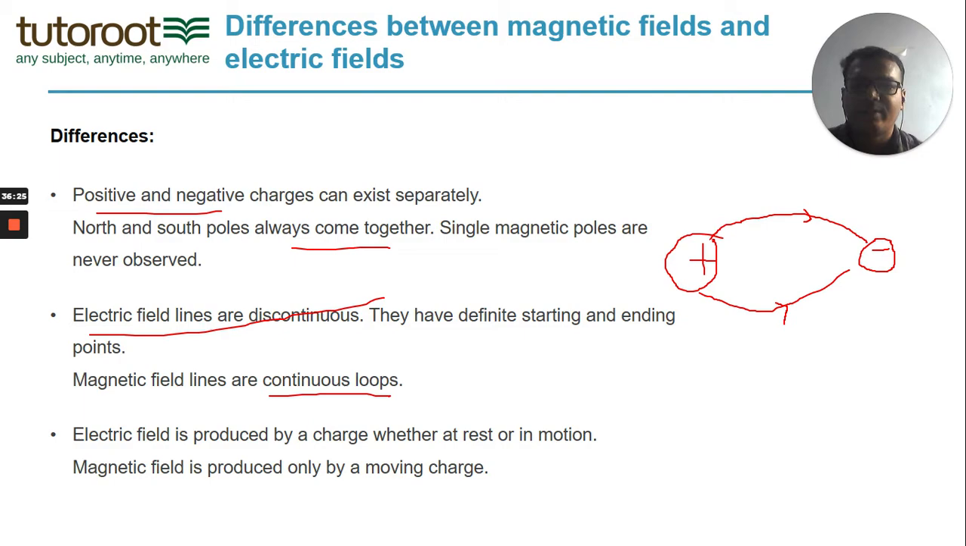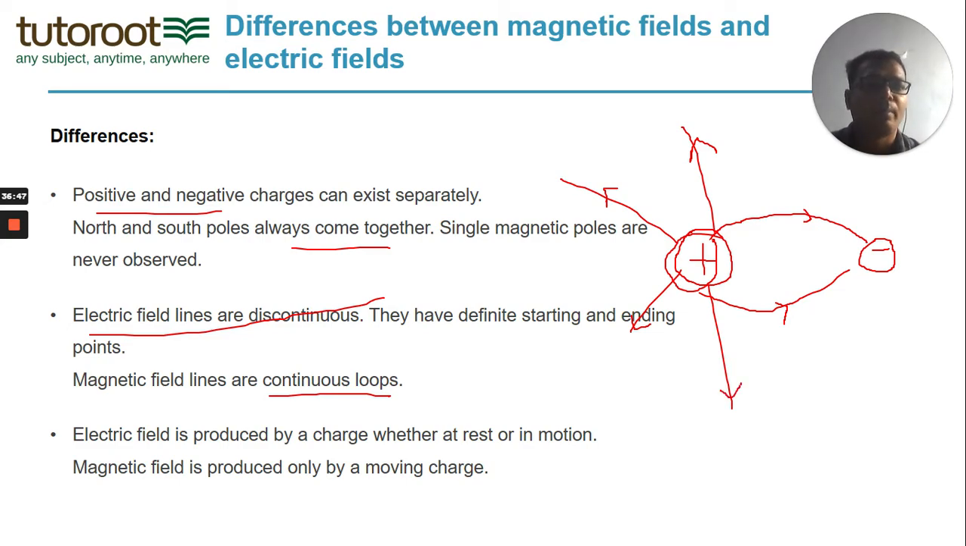Last, electric field is produced by a charge whether at rest or in motion. A positive charge, whether it is at rest or in motion, in either case has an electric field all around it. It is constantly emitting electric field lines.